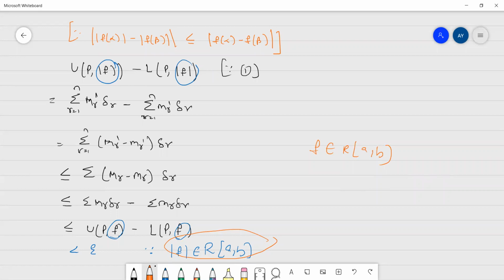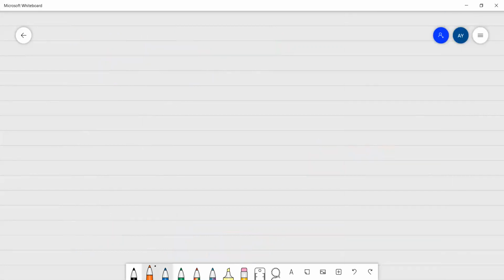And what about the converse? What will be the converse? If mod f belongs to R[a, b], will f belong to R[a, b]? Do you think the converse is correct? We'll see with one example. Before that, we'll write the statement: if mod f belongs to R[a, b], then f need not belong to R[a, b].